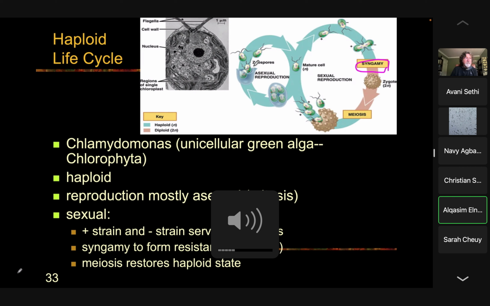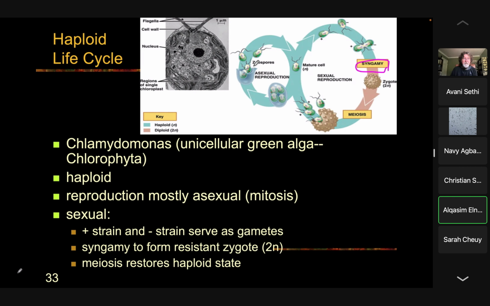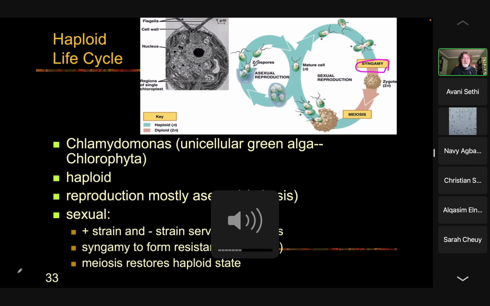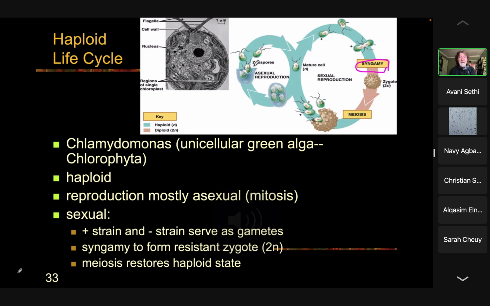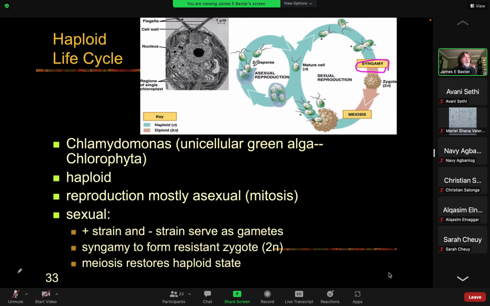And the asexual reproduction just by mitosis, and the positive strain will just produce more positive strain ones? That's correct. Because they're haploid. They're haploid, and so positive strain, when it divides, will produce positive strain. The positive strain will produce only positive individuals, and negative will produce only negative individuals. That's correct. Okay, everyone have this?